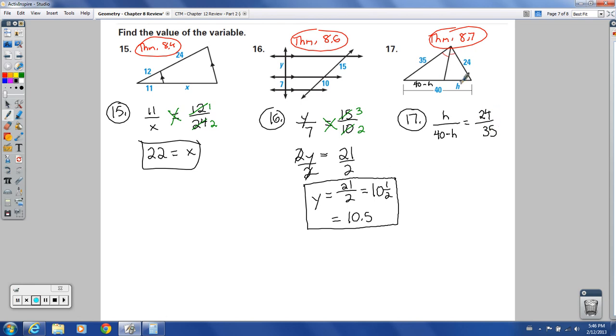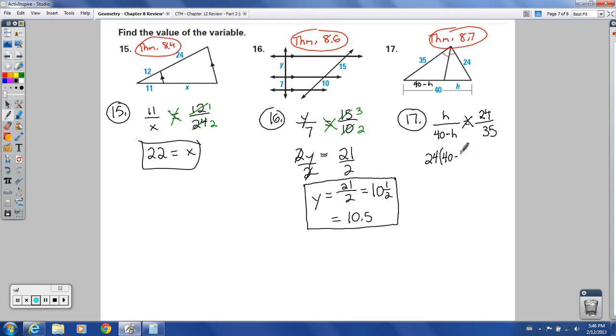I could also have compared h over 24. So this compared to this would be the same as this part compared to this part. That's another valid comparison. So I could say h over 24 would be 40 minus h over 35. That would just flip-flop these two, but when I cross multiply, it doesn't make a difference if the 24 is here or if the 24 is here. After I cross multiply, I'm going to be multiplying them together anyway.